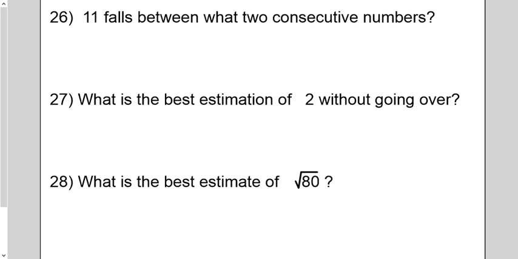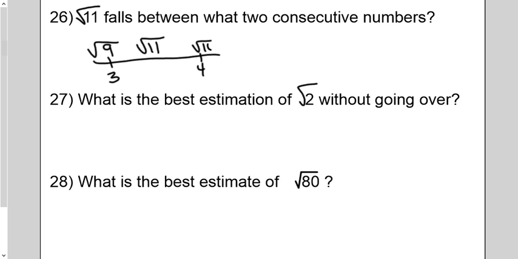11 falls between what two consecutive numbers? And actually, I tell you what, that should be the square root of 11. Apologize for that. And this should be the square root of 2. Well, just put it on the number line, guys, and put it in between your perfect square roots. The perfect square root of 9 on a number line is 3. And 4 times 4 is 16, so the square root of 16 is 4. It's going to fall between 3 and 4. So what two consecutive numbers does it fall between? 3 and 4. What's the best estimate of square root of 2 without going over?